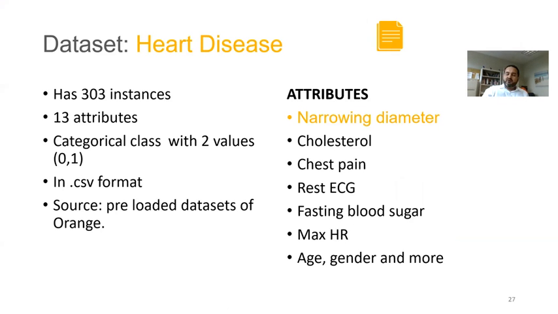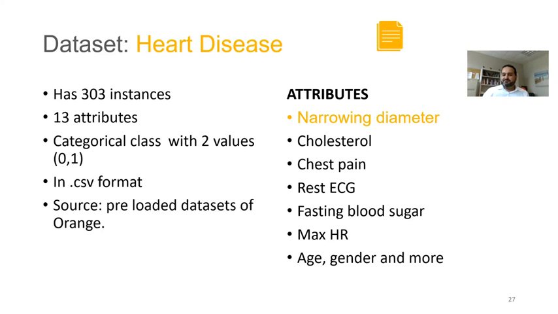We will work on this data set as an example for the sake of this demo. There is an embedded data set in Orange called heart disease. It has 303 rows, or records, or instances, and it has 13 attributes, meaning 13 variables. It is also in a CSV format. Our target variable is a categorical variable, which is the narrowing diameter. If the diameter of the blood vessels is narrowing, then it is coded as 1. If it is not narrowing, it is 0.